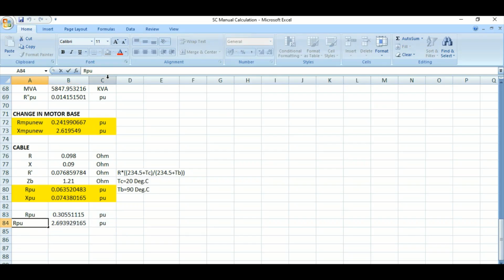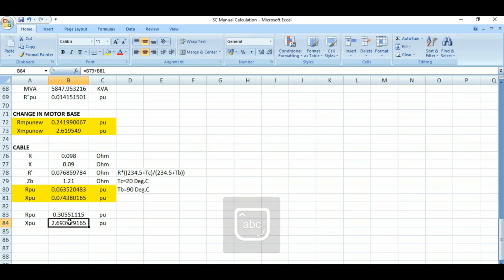Similarly for X per unit value, this will be X per unit of motor plus X per unit of cable. It's absolutely fine. So these two values we need to consider.